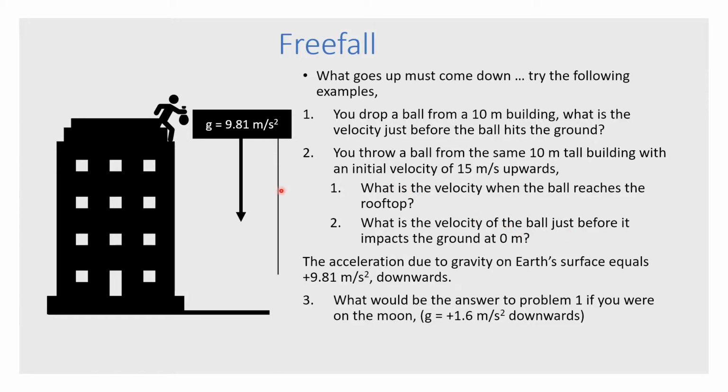And what you had to find out was what happens if you throw it at 15 meters per second upwards and then it comes back downwards. What is the velocity going to be when it reaches the rooftop level? And then what is the velocity going to be when it is just before impact on the ground? And then the last question was, what is going to be the answer to problem one, which is just dropping the ball from a 10-meter building if you were on the moon, where the gravity is now 1.6 meters per second squared. So now the presentation will cut off to a video of me working on the Jamboard. I'm just going through these problems.